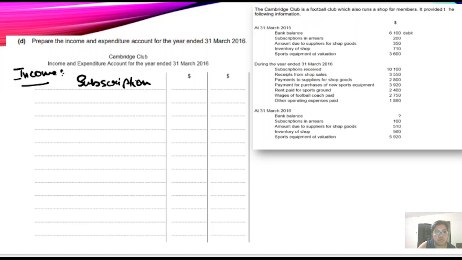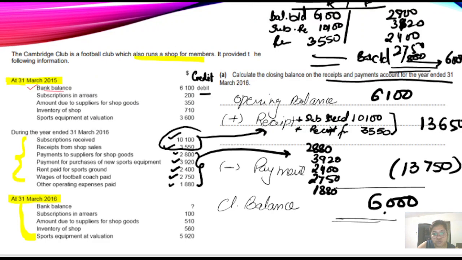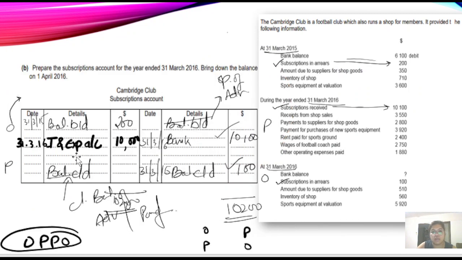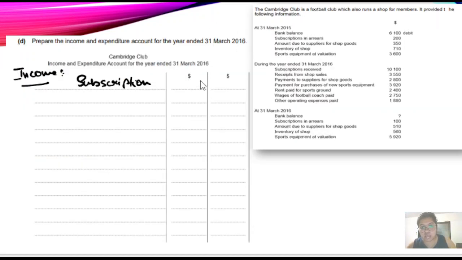So let me show you where your subscription account is, here in this slide. Here it is given to you, this is your subscription account, and this amount 10,000 is a balancing figure from the subscription account, and this amount you're going to transfer to the income and expenditure account. So in the income and expenditure account, record this amount 10,000. So here we go, we just record 10,000 here.